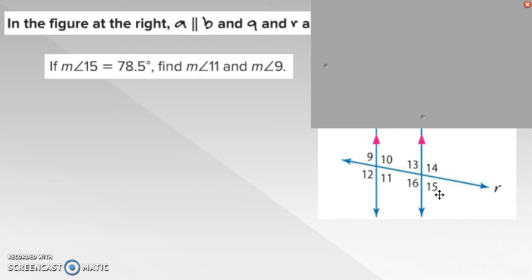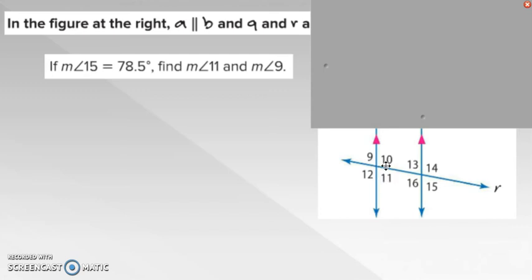Now, I know that angle 15 and angle 11 are corresponding angles. And just like alternate interior angles and alternate exterior angles, corresponding angles are congruent to each other. Therefore, 15 and 11 are going to be congruent. They will have the same measure. So 11 would be 78.5 degrees.